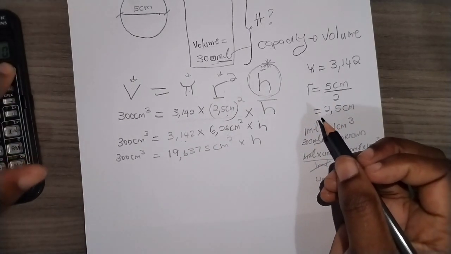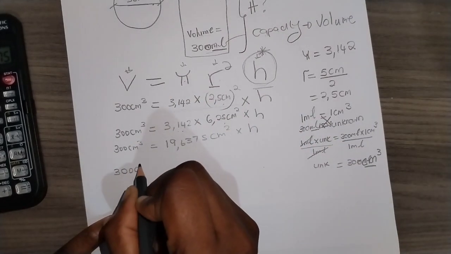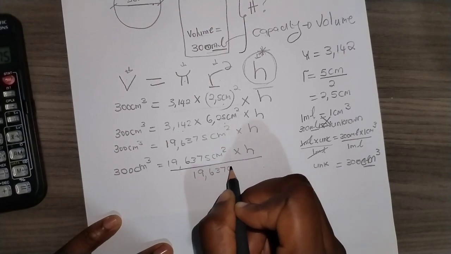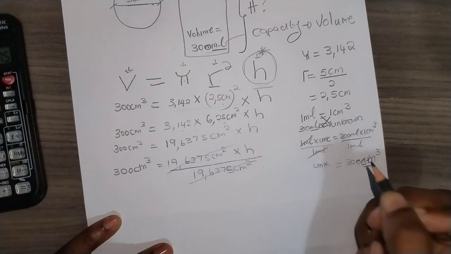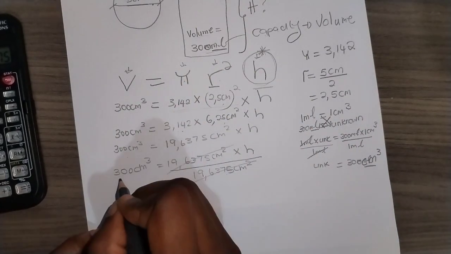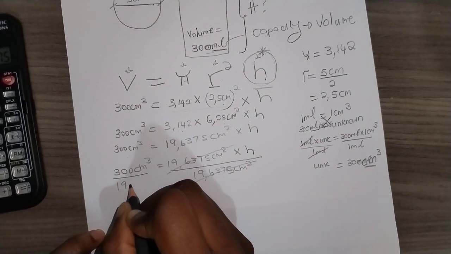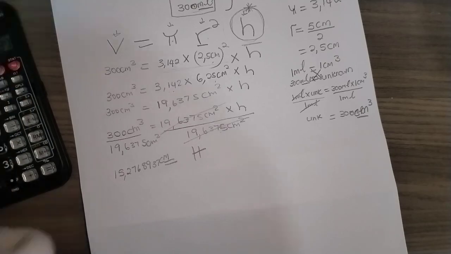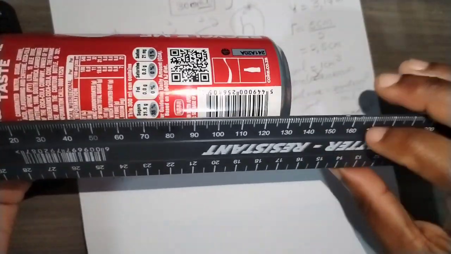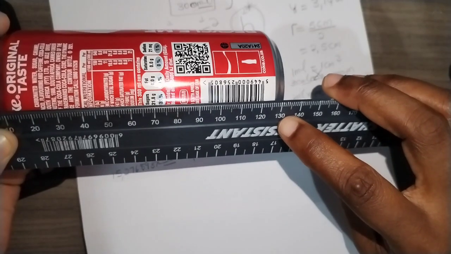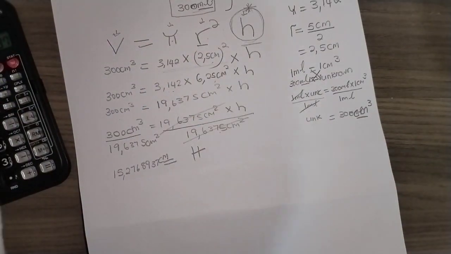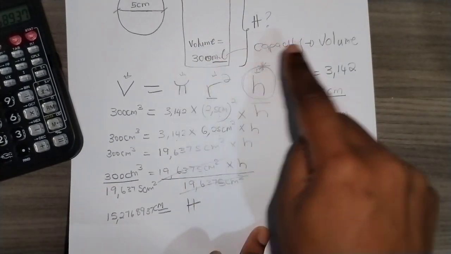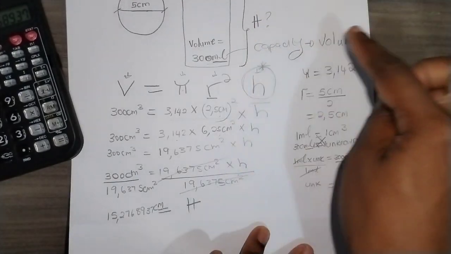Remember, we're calculating the height. What I'm going to do is recopy all of this so that I can find the unknown. Divide by 19.6375 centimeters squared, and that cancels that. But when I do this side, I must do this side too. So I divide by 19.6375 centimeters squared. I'm just going to take a ruler and measure it. My ruler is saying it's 13 centimeters. So we're close, we're almost close. So this is capacity. 300 milliliters will be your capacity, and then you can use it interchangeably with volume by converting capacity to volume.